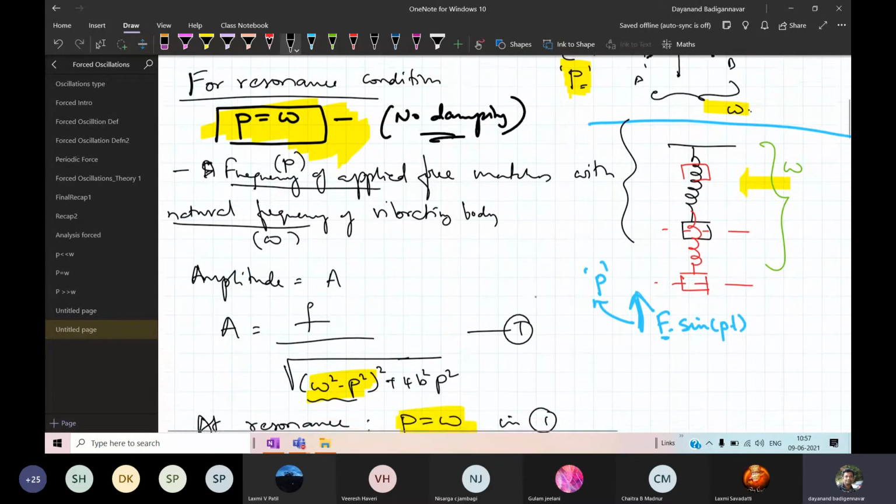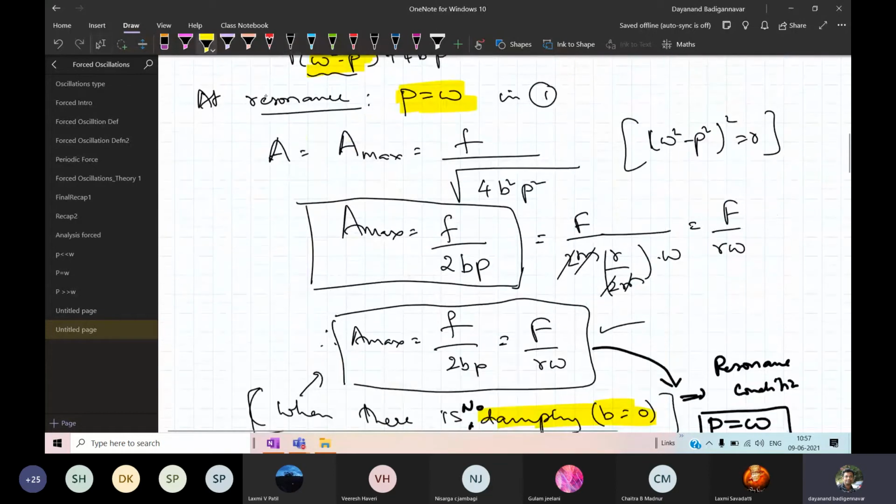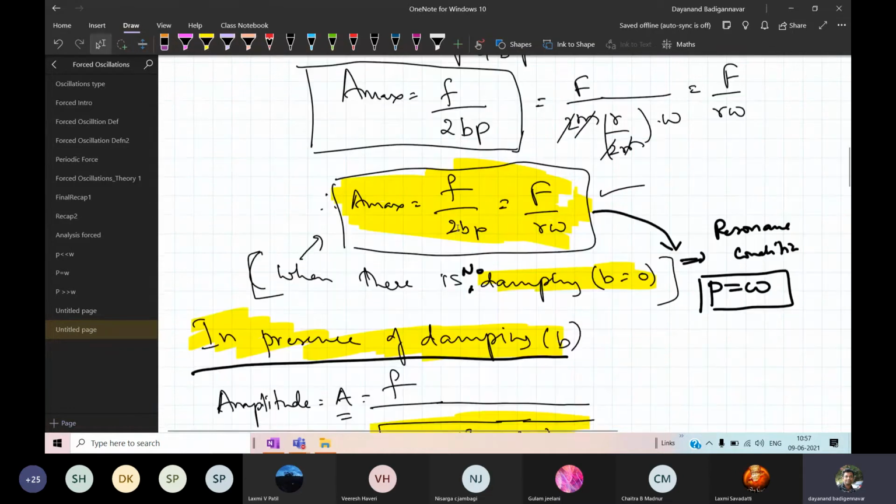And what is the corresponding amplitude? The corresponding maximum amplitude is A max. This is the maximum amplitude you get, because at resonance the amplitude will be maximum. So this is the maximum amplitude when there is no damping. Now, that is not realistic. You can have damping.